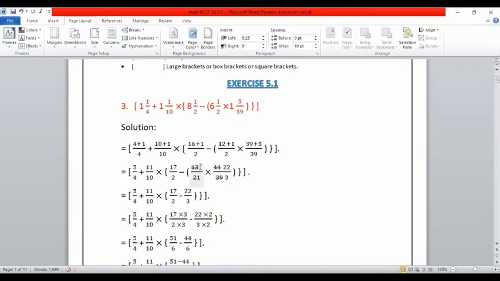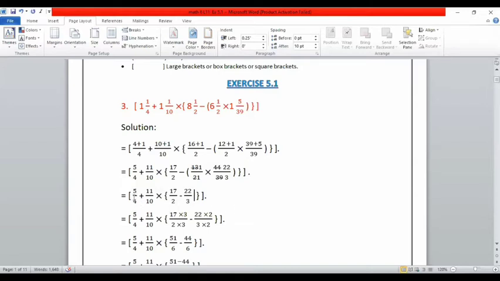Table of 13: 13 one time. 13 times 3 is 39, in the opposite number we will write. And here table of 2: 2 one time. Here 2 we will write on the 44, 22 times. Now 1 multiplied by 22 and here 1 multiplied by 3. It will become 22 over 3 and this small bracket will be cancelled.